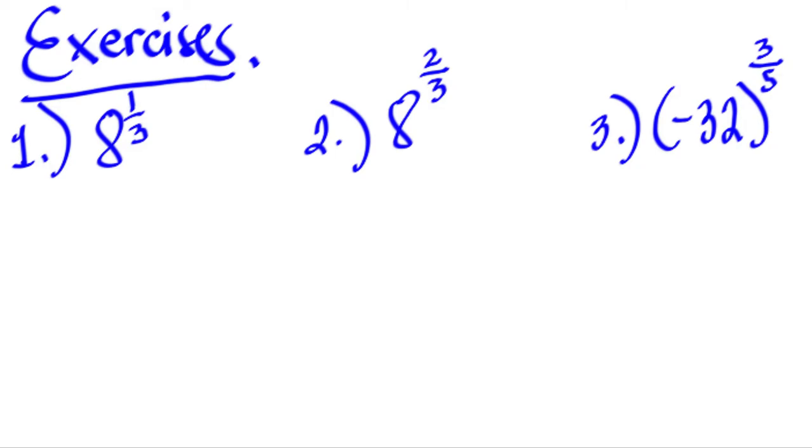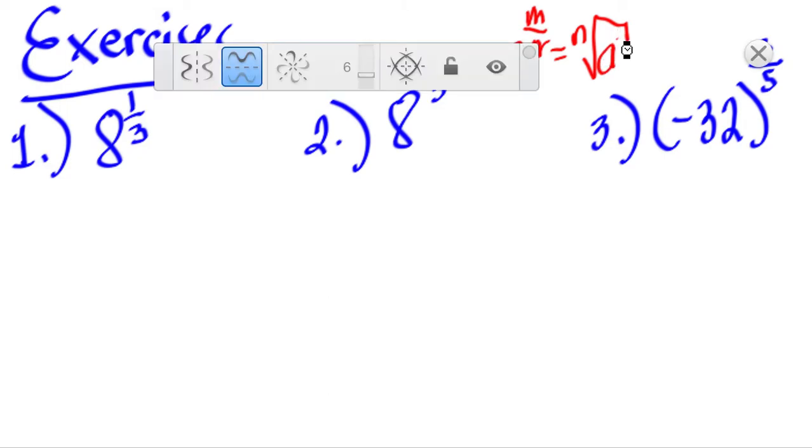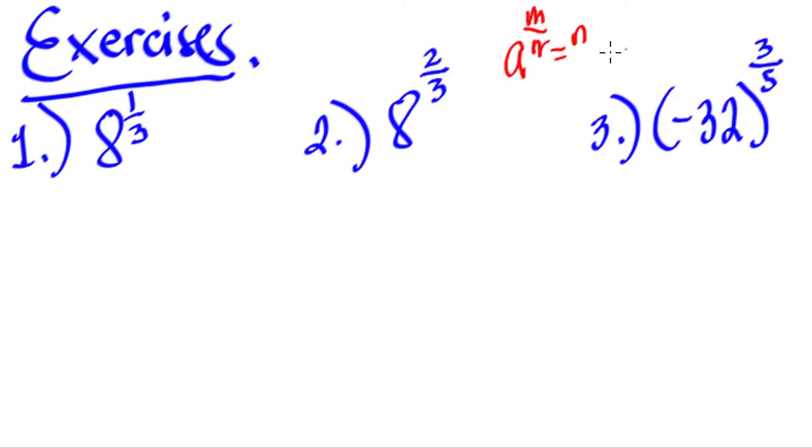Okay, so let's try to answer right now. What is 8 raised to 1/3? So recall our formula. Let me write it here. Let's make it general. A raised to m over n is equal to the nth root of a, sorry, the nth root of a raised to m.